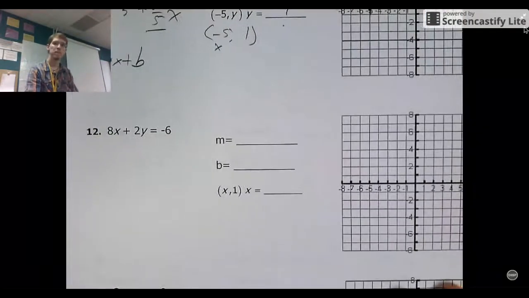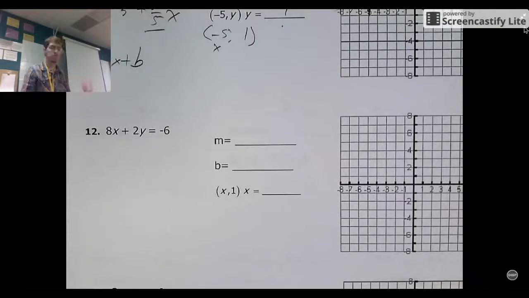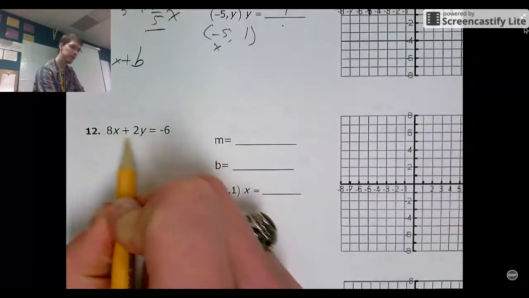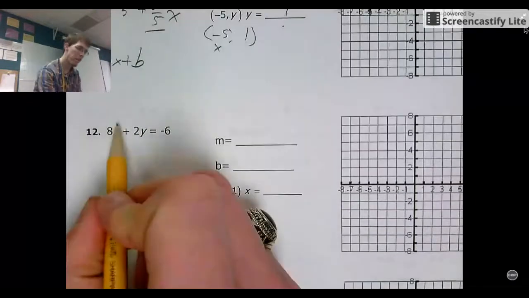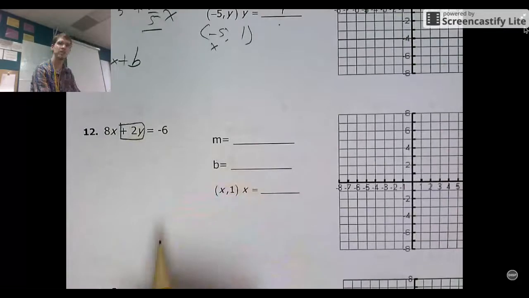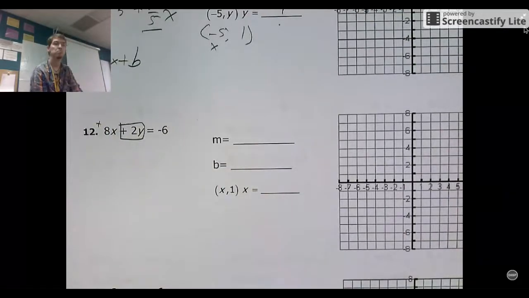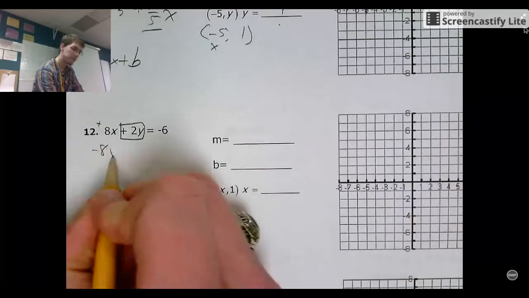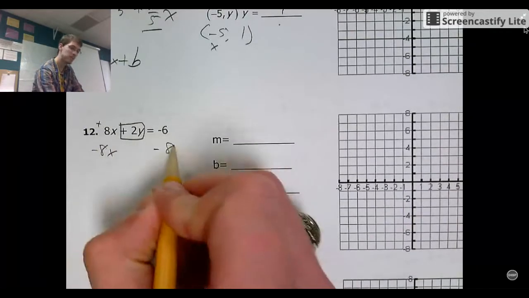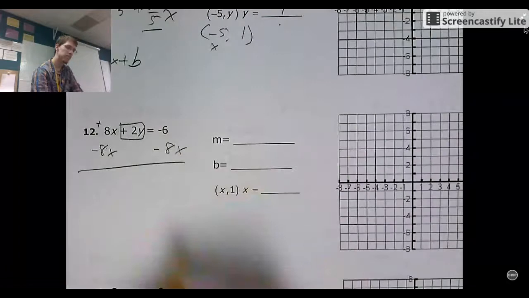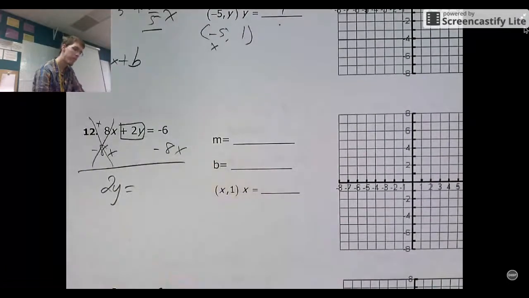Okay. Number 12, another one in standard form. It's going to keep coming back up. So we want to get y by itself. I'm going to box in the 2y right here, plus 2y, actually everything that's attached to that y. So I've got a plus 8x, so I need to do the opposite. We're going to subtract 8x from both sides. 0 pair, don't have to worry about that anymore. So we have plus 2y.